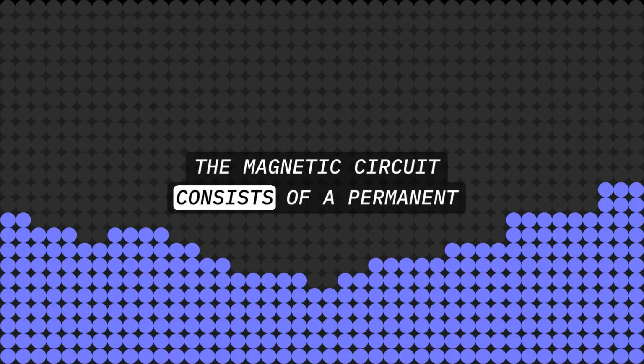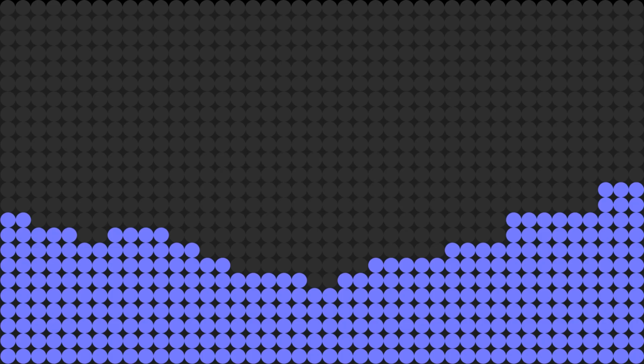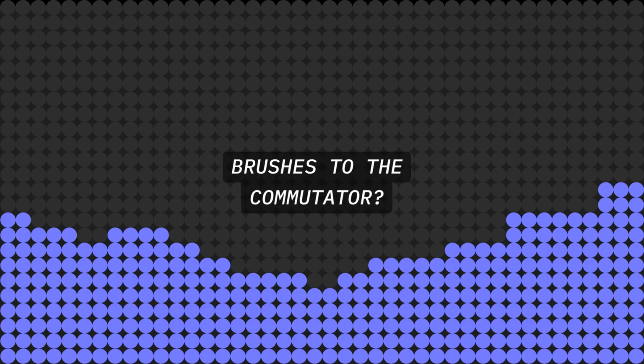The magnetic circuit consists of a permanent multi-pole rotating magnet, soft iron core, and pole shoes. How would you seat newly installed generator brushes to the commutator?